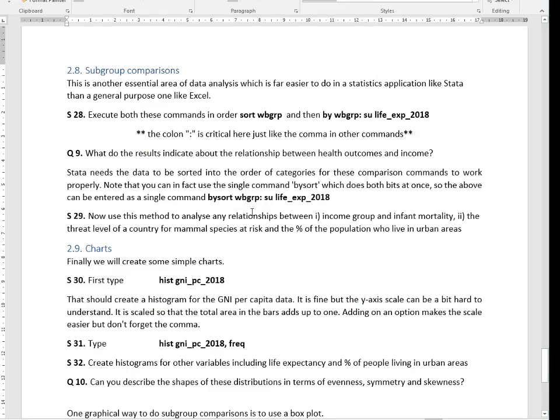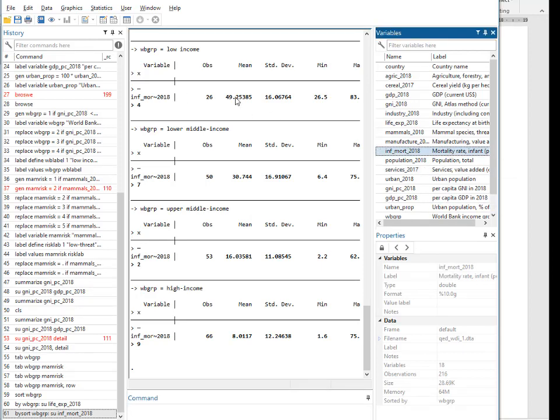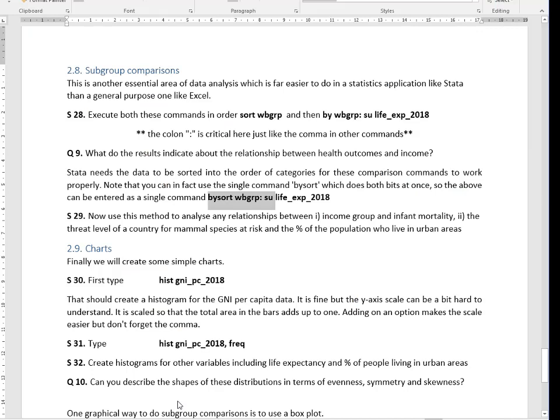It should be in the label actually, shouldn't it? Infant mortality. Yeah, per 1,000. So 50 per 1,000. Going down to 8 per 1,000 live births. So a dramatic difference with change in income level. And then you could look at threat level for mammal species at risk and percentage of the population who live in urban areas.